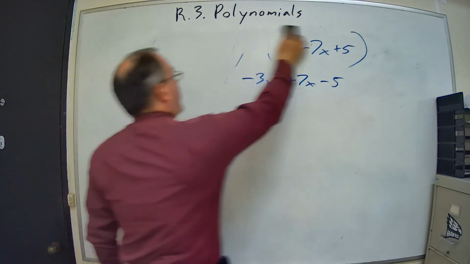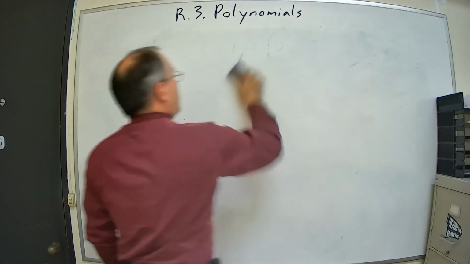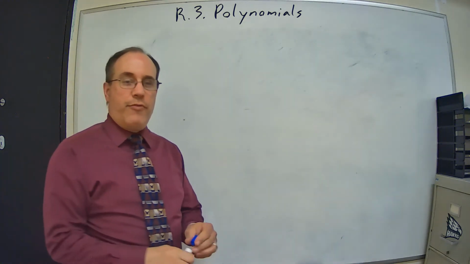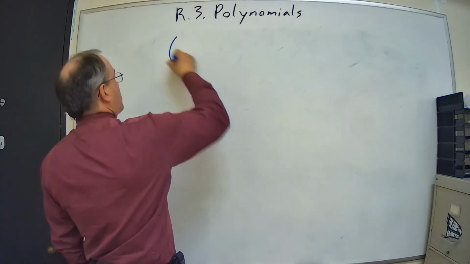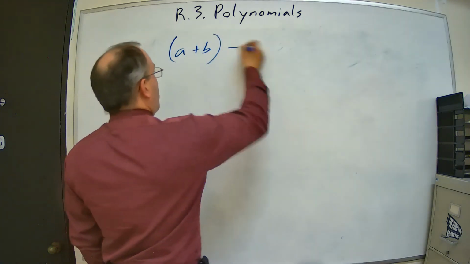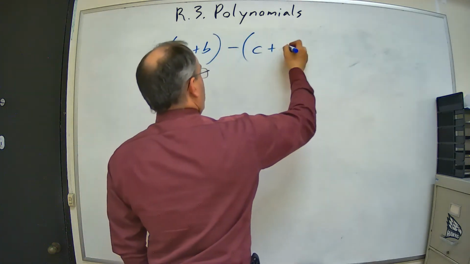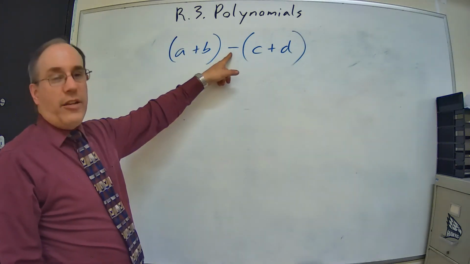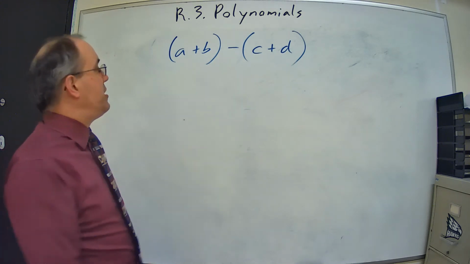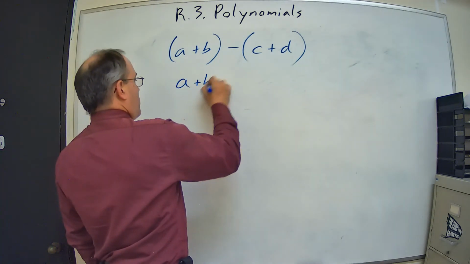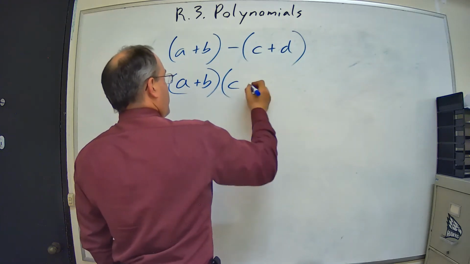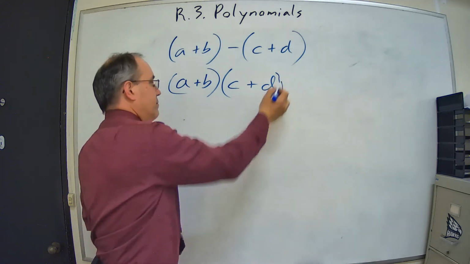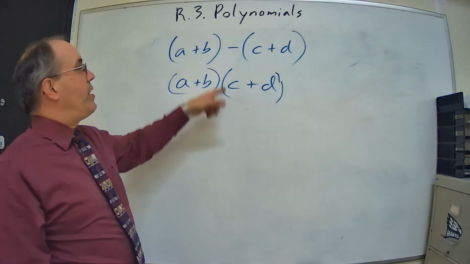What about multiplication of polynomials? And I guess I really should clarify before I do that. Just going to put this in simple form. (A plus B) minus (C plus D). Please take note that this is subtraction. This is very different from (A plus B) times (C plus D). Okay, very different. These are two different things.